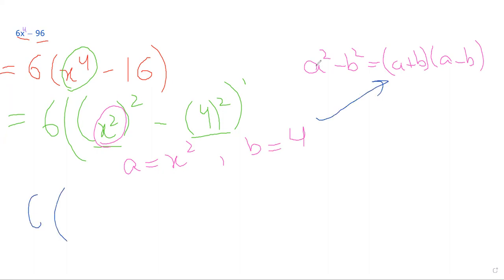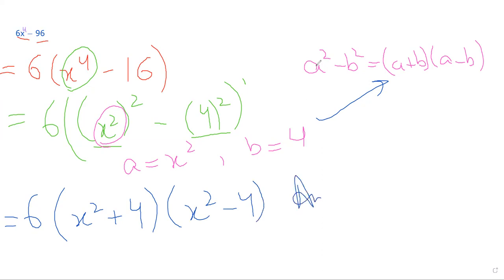So this is 6 as it is. And then a plus b. What is a? x square. And what is b? Plus 4. Okay, then next, x square minus 4. This is the answer. Clear? Yes. Any confusion here? No. Okay, good.